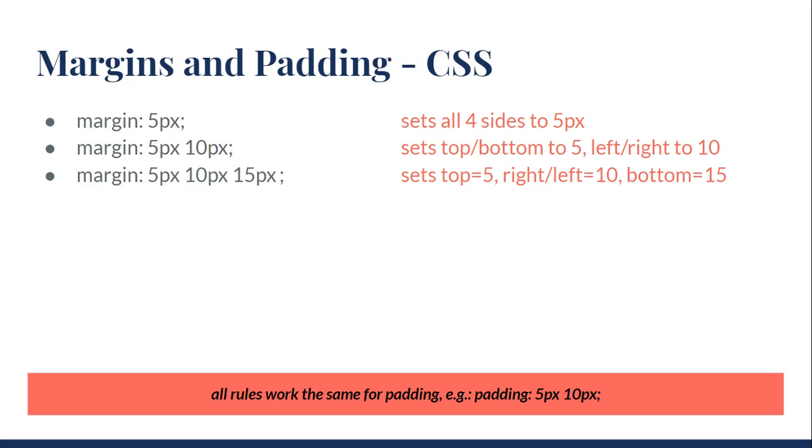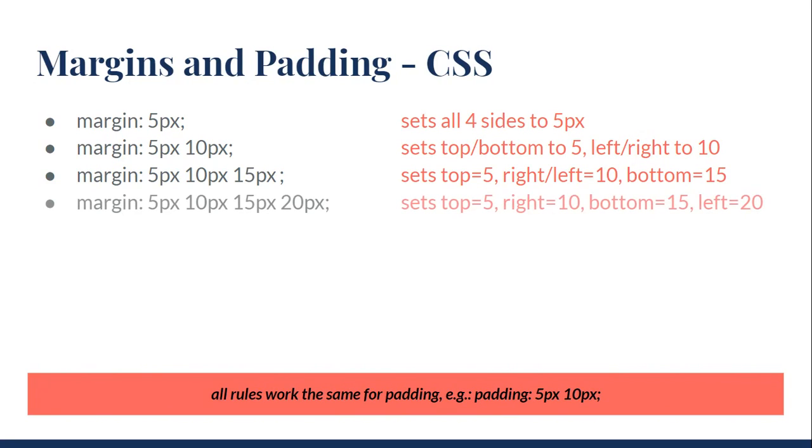Our next option, if I do this, I set the top to 5. The 10 represents the left and the right, and then the 15 represents the bottom. And then finally, I can set them all specifically this way by saying 5, 10, 15, 20. Starting at the top, going clockwise, top is 5, right is 10, bottom is 15, left is 20 pixels. So we go around that clockwise from the top. That's if I want to set them all at the same time.